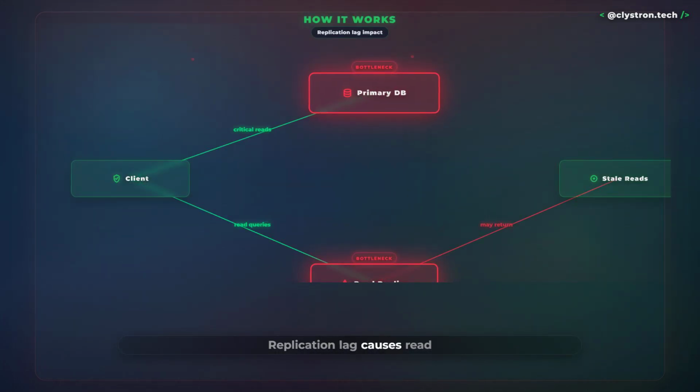Replication lag causes read replicas to return stale data, risking inconsistency in reads. Critical reads should always target the primary node, while replicas are best suited for reporting or eventual consistency use cases.